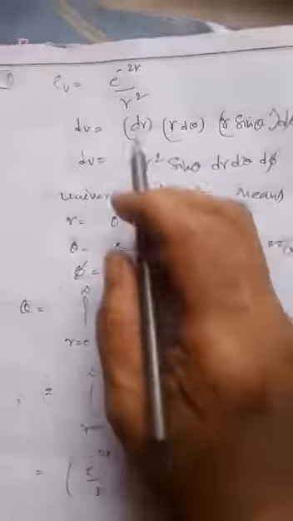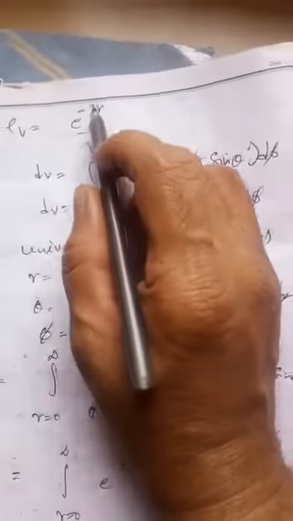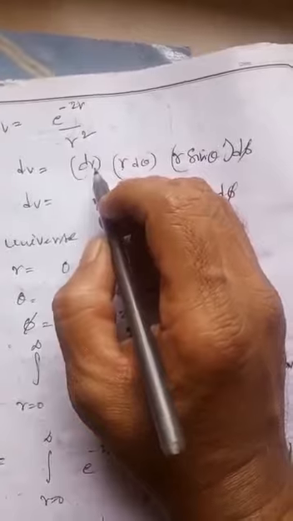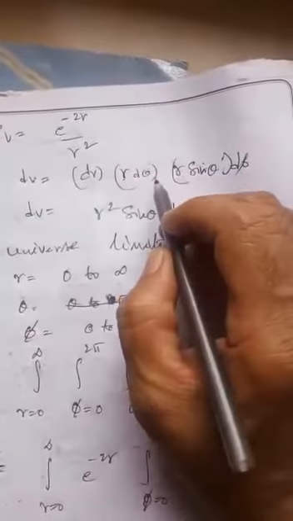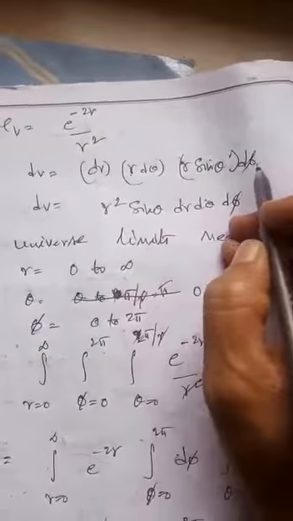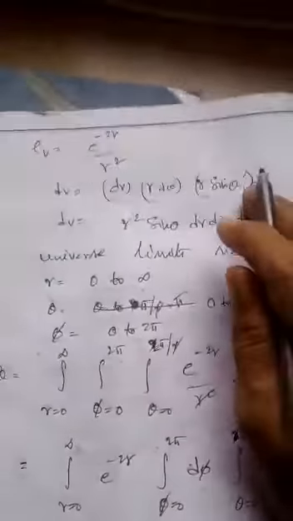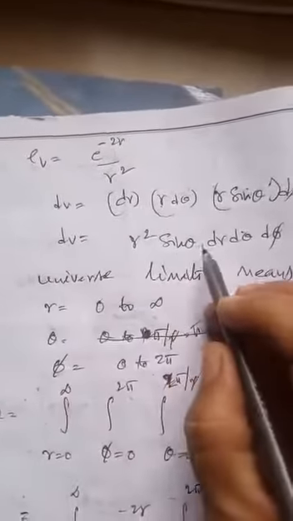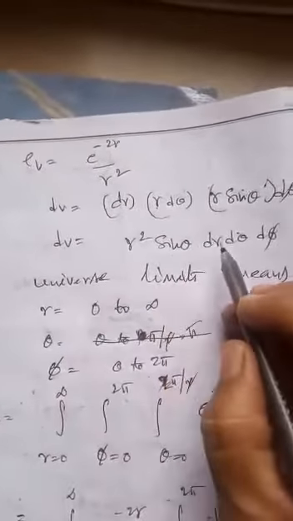And coming to the third problem, here also the key point is how to choose the limits. So here the rho v value is equal to e power minus 2r by r square, where dv is the volume element in spherical coordinates: dr, r d theta, and r sin theta d phi. These are the standard conventional spherical coordinates. So from this, dv is equal to r square sin theta dr d theta d phi.